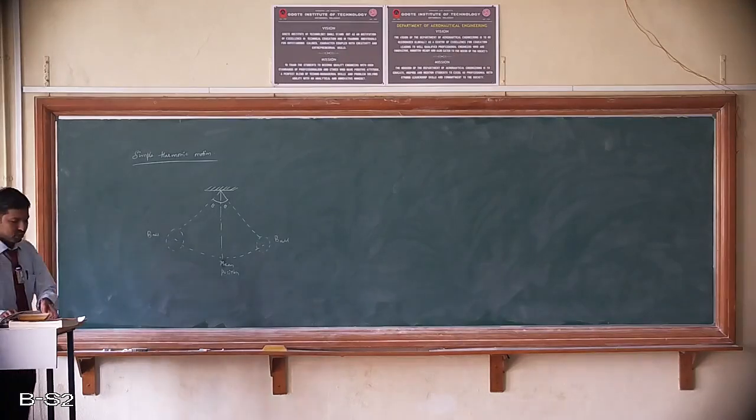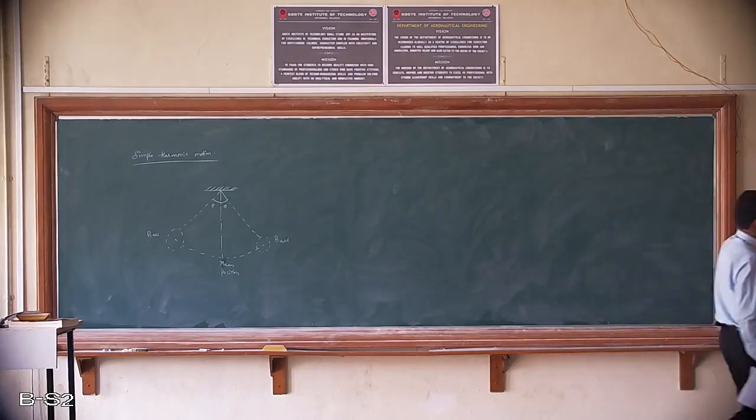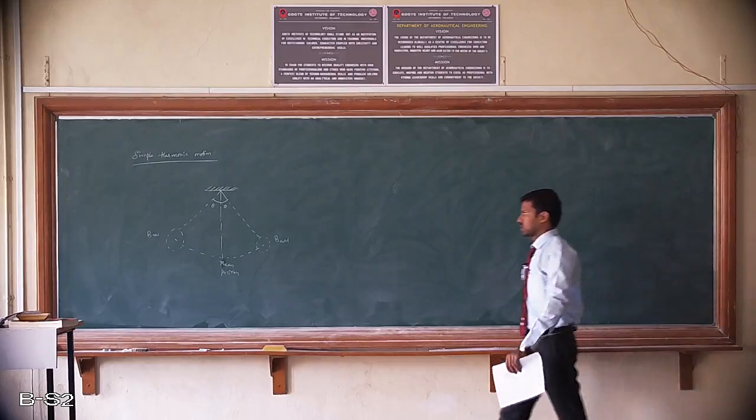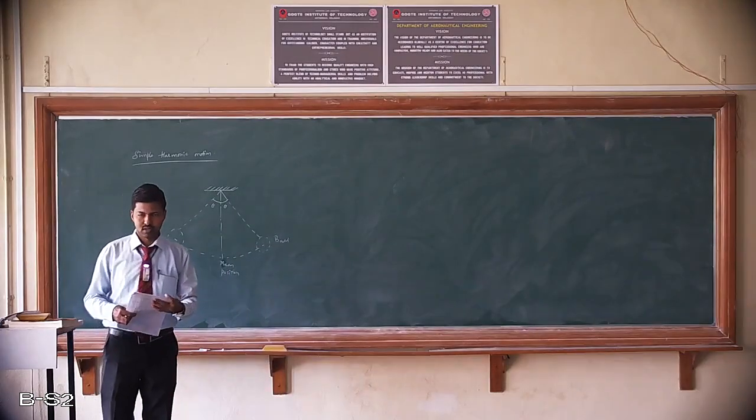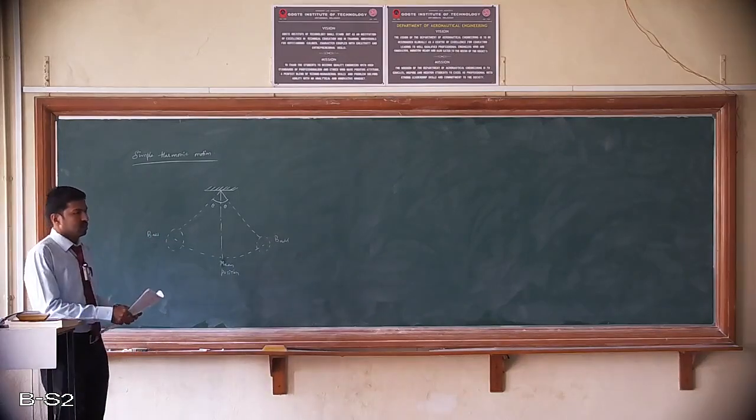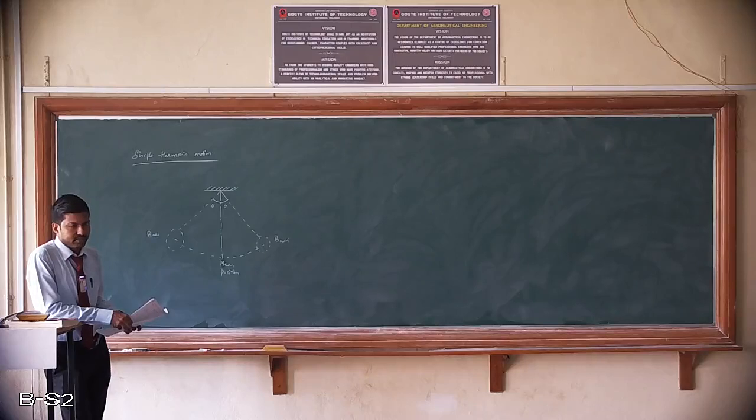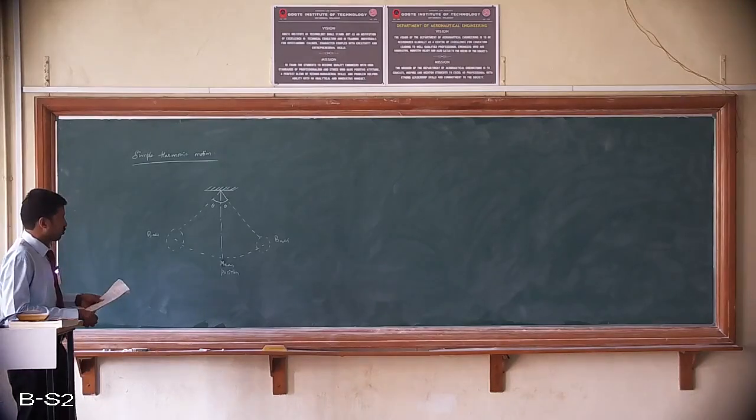Simple harmonic motion means the motion of a body to and fro about a fixed point is called simple harmonic motion. Once again I will repeat: the motion of a body to and fro about a fixed point is called simple harmonic motion.